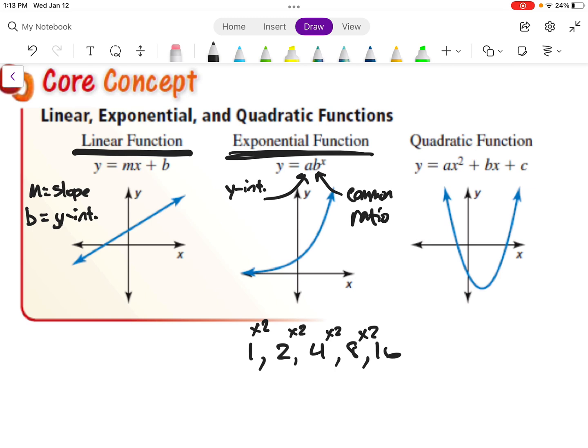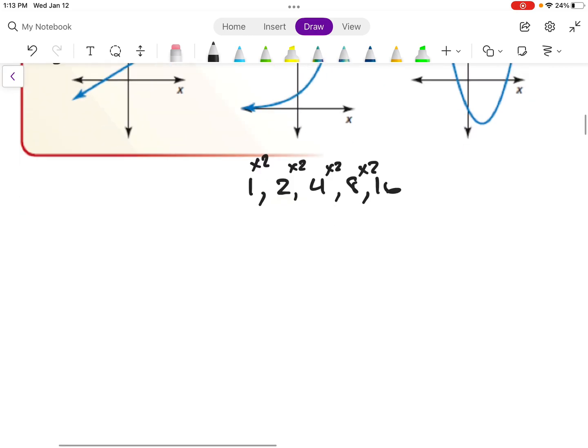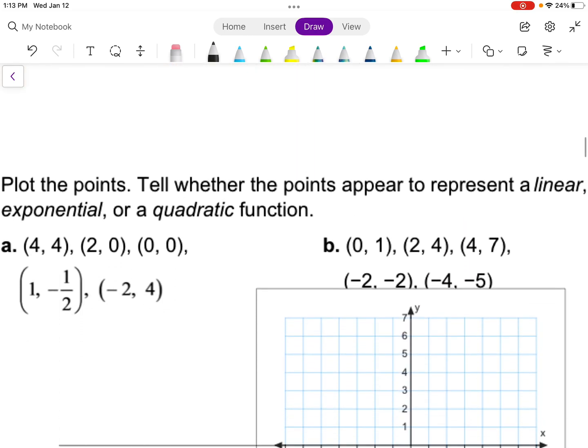And then quadratic functions, this is what we've been talking about for the last while. The highest power is a 2, and this forms a parabola right there. So again, what we're focused on is taking these different pieces of information about the function and deciding if they're linear, quadratic, or exponential. And then we're also going to find the equation of the functions.